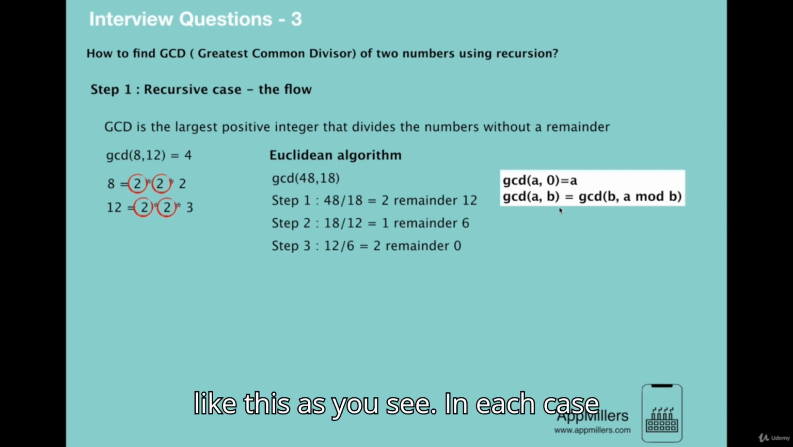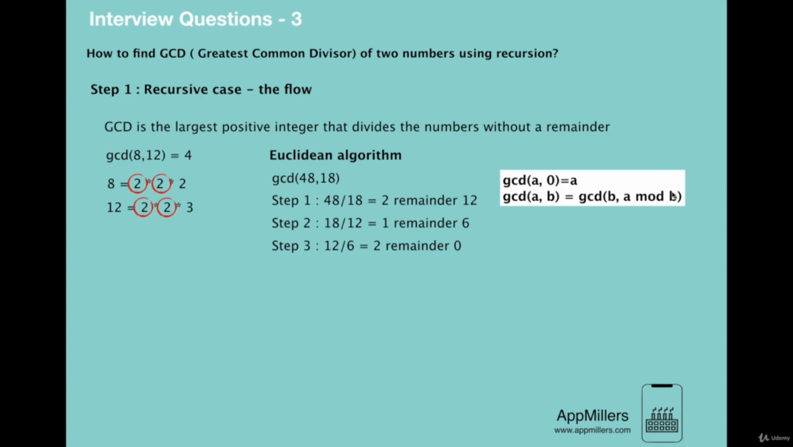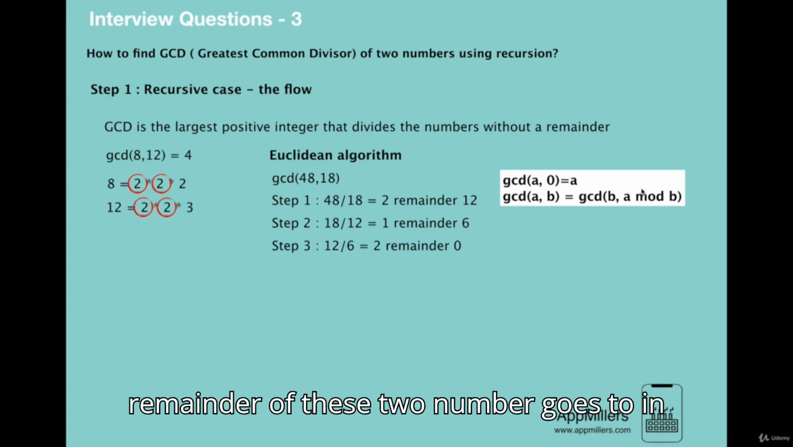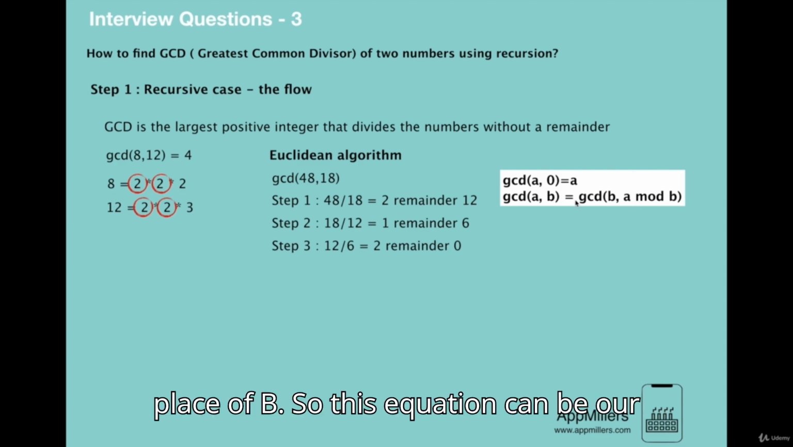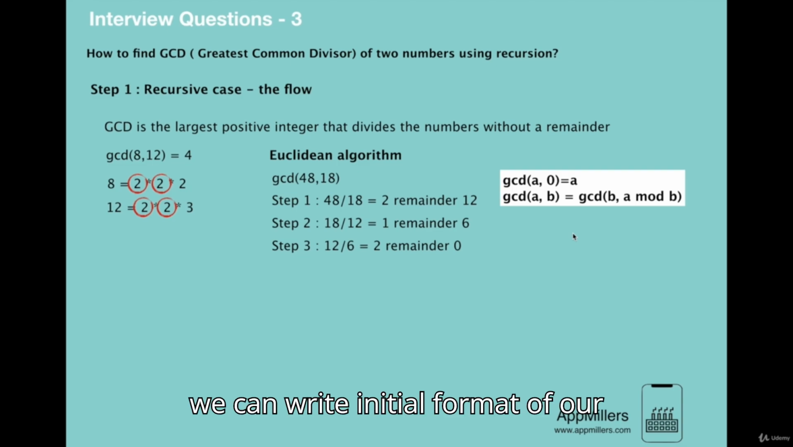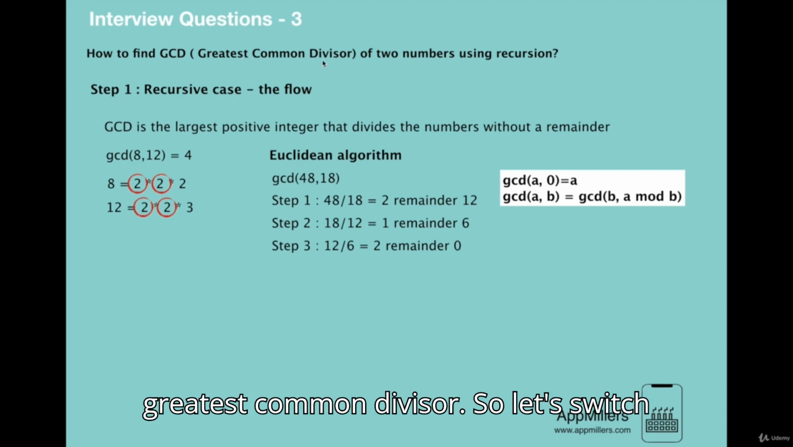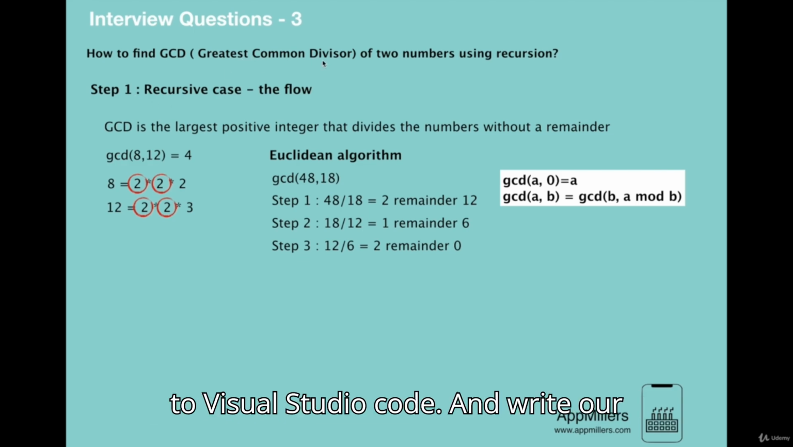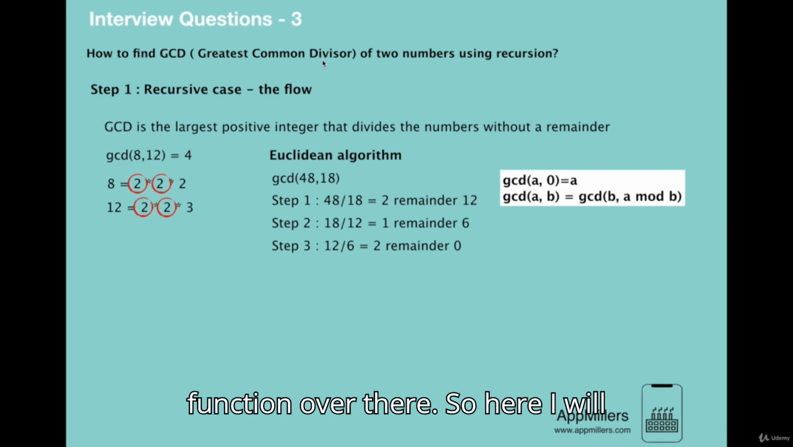As you see, in each case, b, which is 18, comes to the first parameter, and the remainder of these two numbers goes in place of b. So this equation can be our recursive case. So based on this equation, we can write the initial format of our recursive function to calculate the greatest common divisor. So let's switch to Visual Studio Code and write our function over there.